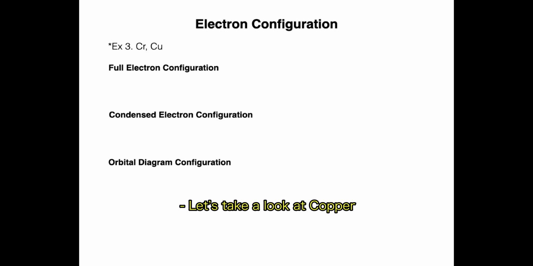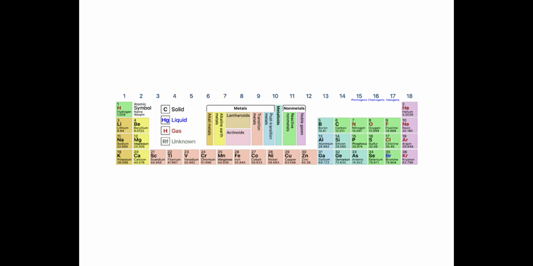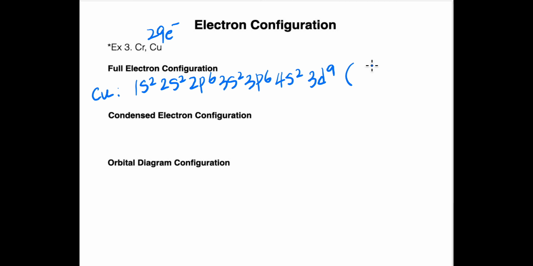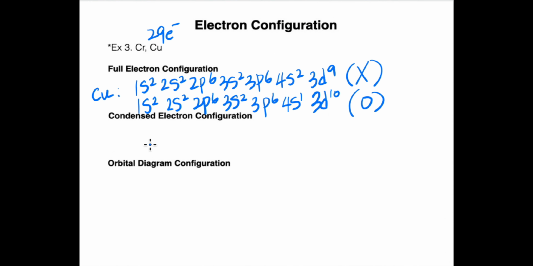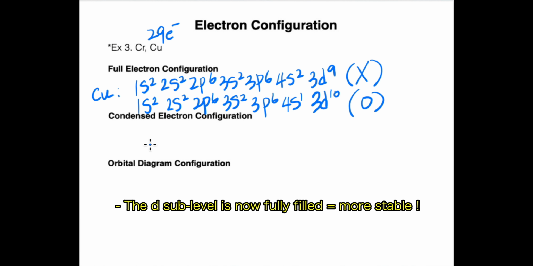Next question. Looking at the periodic table, we can see that the atomic number of copper is 29. So there will be 29 electrons that will occupy copper. The full electron configuration of copper is also easily mistaken. The full electron configuration written above is incorrect. Instead of writing 4s2, 3d9, we write it as 4s1, 3d10. This is because having a half-filled or fully filled d sublevel is energetically more favorable.